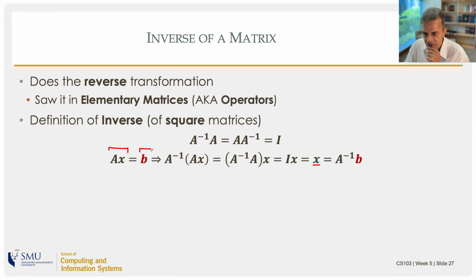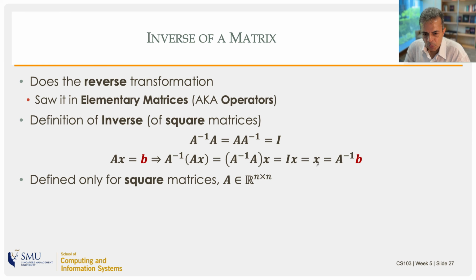That was applying A inverse on the left hand side of that equation. So you have to apply it on the right hand side. So x is equal to A inverse B, multiplying the right hand side of the equation on the left by the same matrix. So in other words, Ax gave you B, A inverse B gives you x. So that is the inverse. For now, we're going to say that it's defined only for square matrices, A in R n by n.